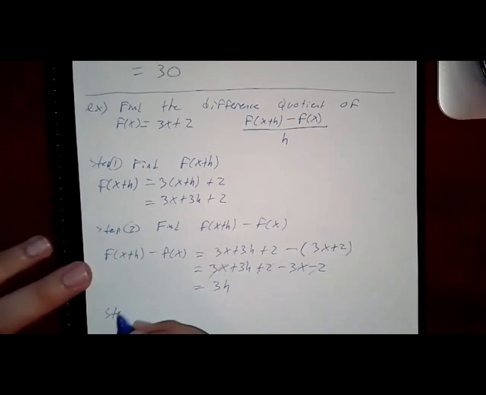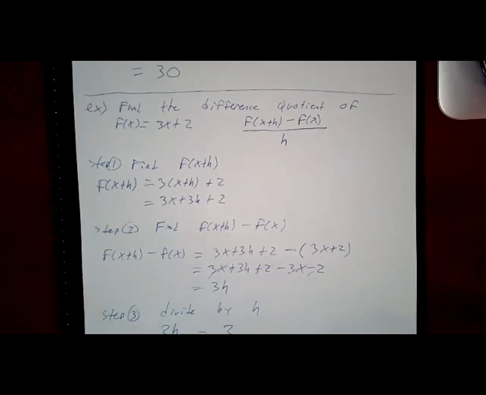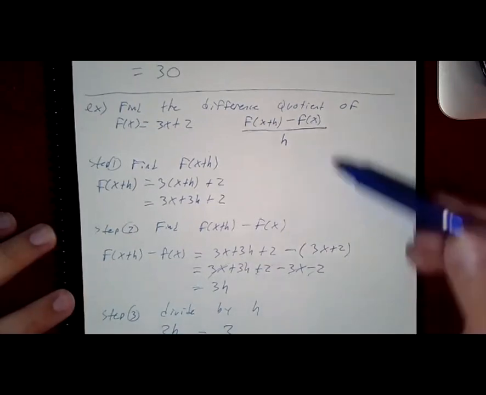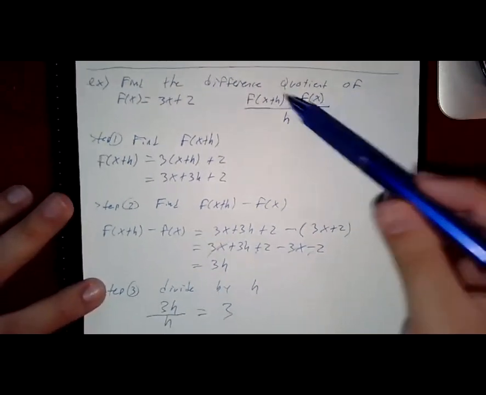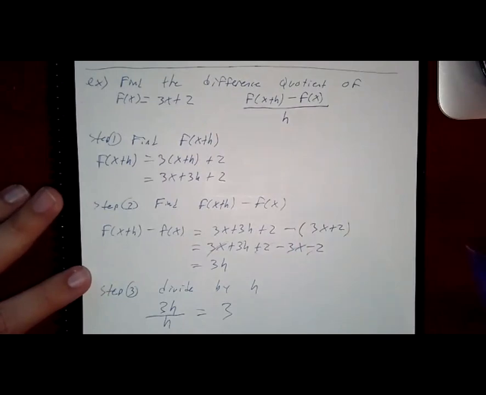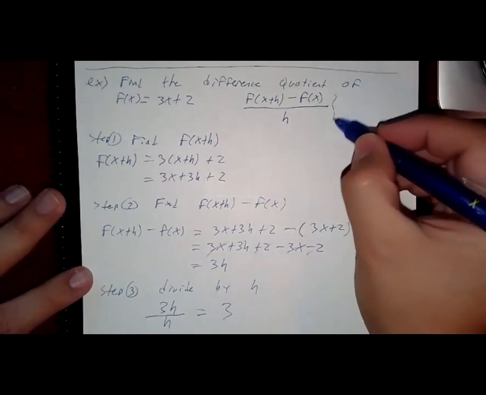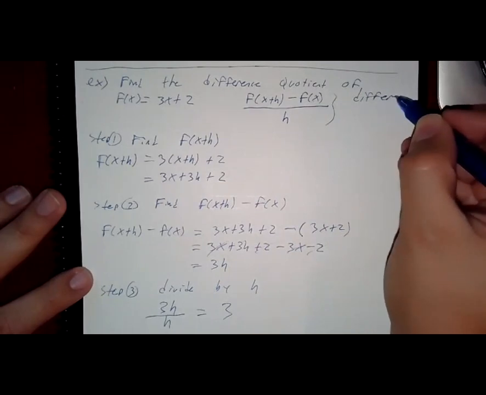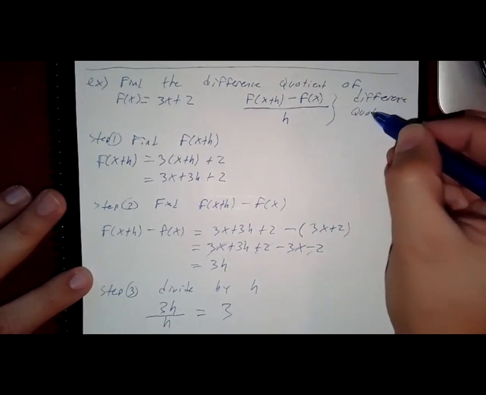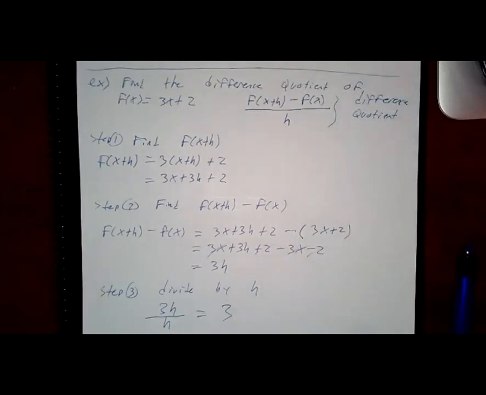Step 3, divide by h. So take the result and divide by h, and you get 3. So 3 is the difference quotient of this function. Does that seem okay?